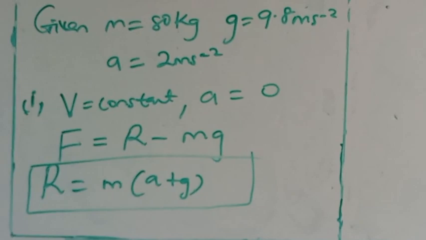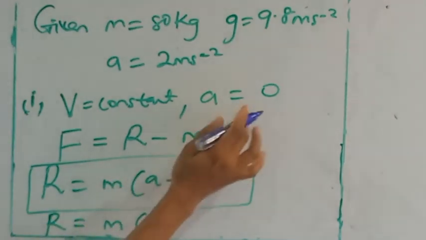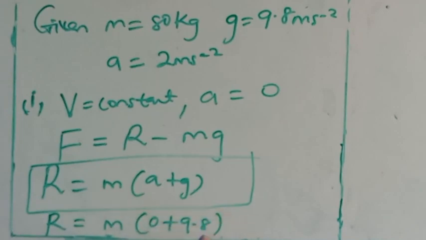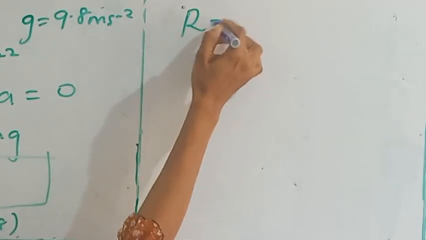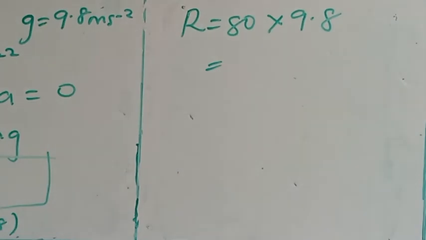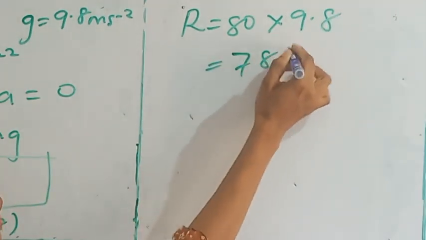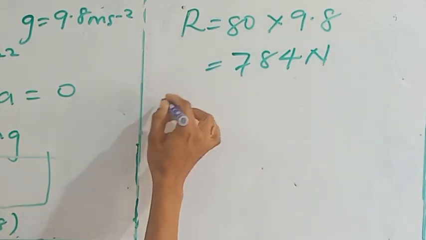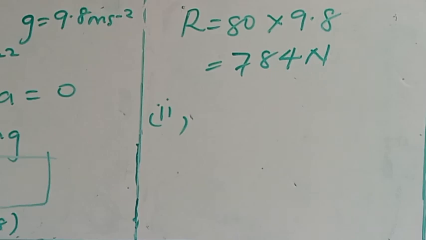Hope you remember this formula that we derived when the lift moves upward. So let's substitute to get the reaction force. That will be m into a, remember, a is 0, plus 9.8. So we'll have our R to be 80 times 9.8. The reaction force will be 80 times 9.8, and that will give us 784 Newton.